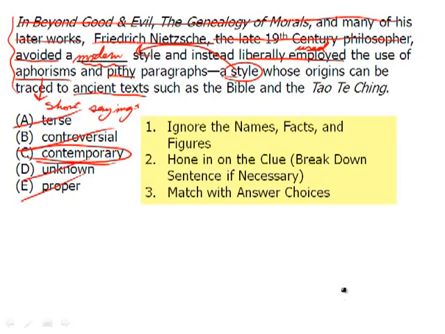So again, always read the entire sentence. Try to come up with your own words based on what you know. If you can't always come up with your own words, you can sometimes match the clue. Here we see the word ancient, and therefore he's avoiding a certain style that would be the opposite of ancient. So we get contemporary. And therefore we've been able to break through the verbiage and get the right answer.